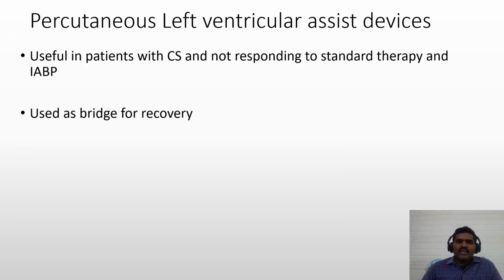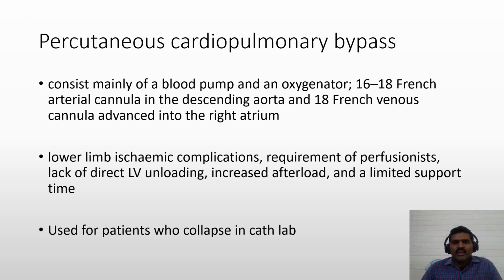Percutaneous cardiopulmonary bypass consists mainly of a blood pump and oxygenator. A 16 to 18 French arterial cannula in the descending aorta and an 18 French venous cannula advanced into the right atrium. Lower limb ischemic complications, requirement for perfusion, lack of direct LV unloading, increased afterload, and a limited support time are the drawbacks for percutaneous cardiopulmonary bypass. It is used for patients who collapse in the cath lab during the procedure.